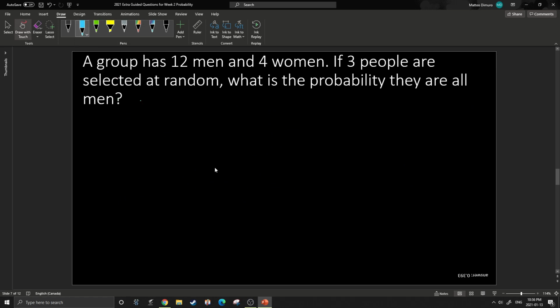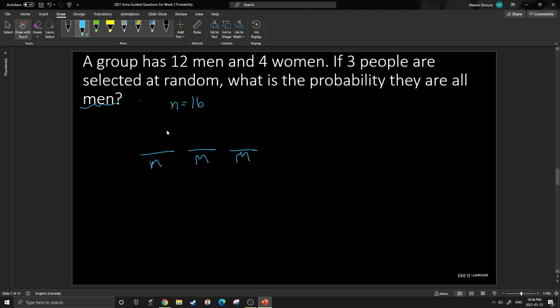Okay. Next question. A group has 12 men and 4 women. If 3 people are selected at random, what's the probability they're all men? Okay, well, how many people in total? 12 plus 4, 16. Now we want all men. So I like to write my line: M for men, M for men, M for men.